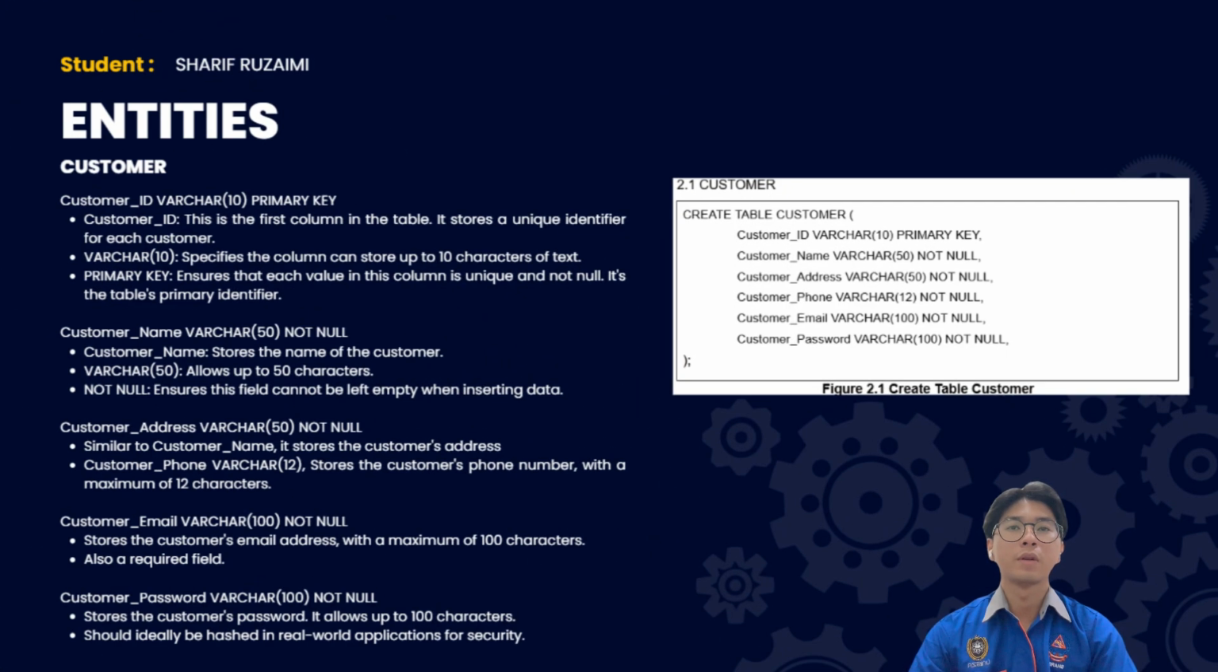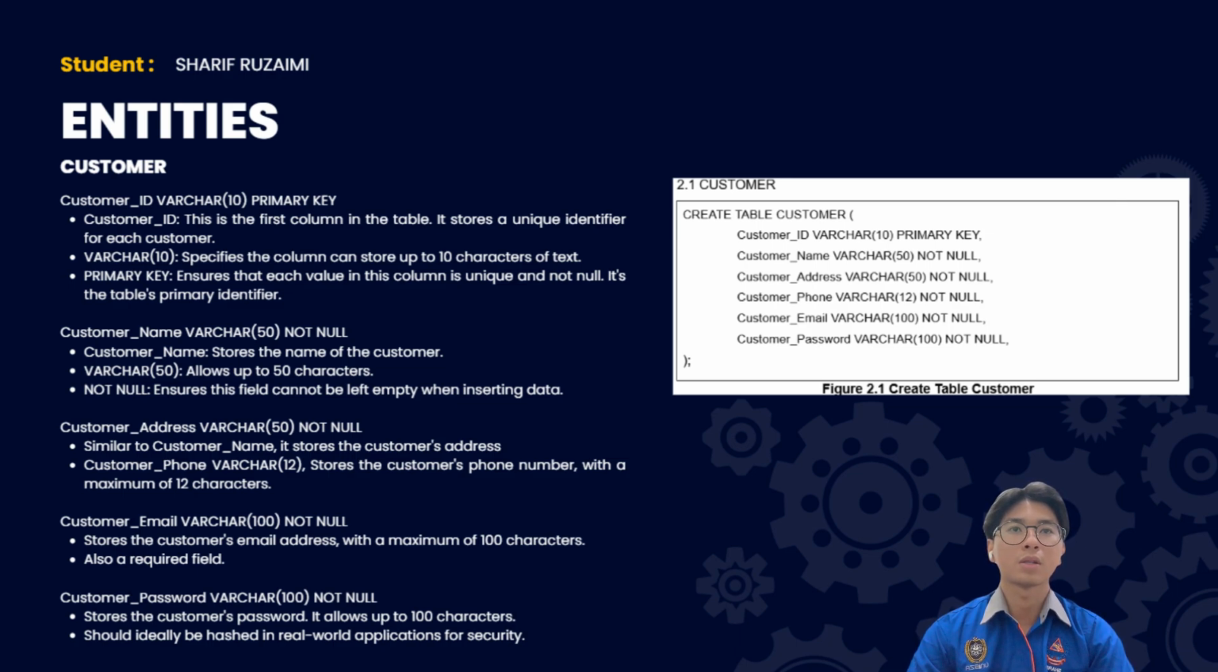The breakdown of the customer database structure. Let's go column by column for clarity. First, we have customer ID. This column stores a unique identifier for each customer. It's a char(10), meaning it can hold up to 10 characters of text. It's also the primary key, ensuring every value here is unique and not null.